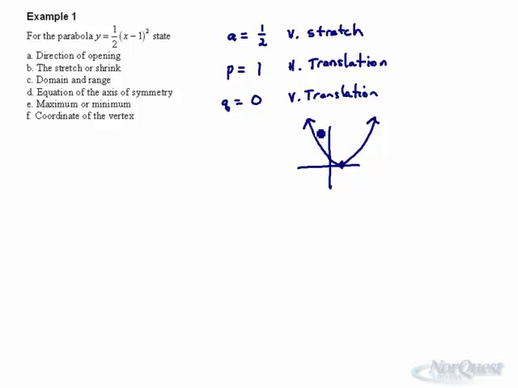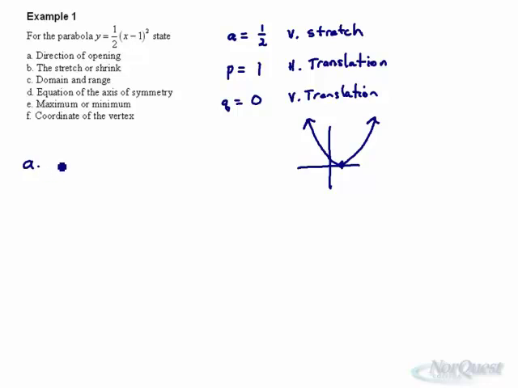So when A is positive, I describe it as being a happy face. When A is negative, I describe it as being a frown, and it'll open downward. Whereas Q is going to tell you how much up and down you move. P is going to tell you how far left or right you're going to move. So there's a sketch. If you actually put this into your graphing calculator, you could confirm it. But I'm going to use my sketch to answer the questions.